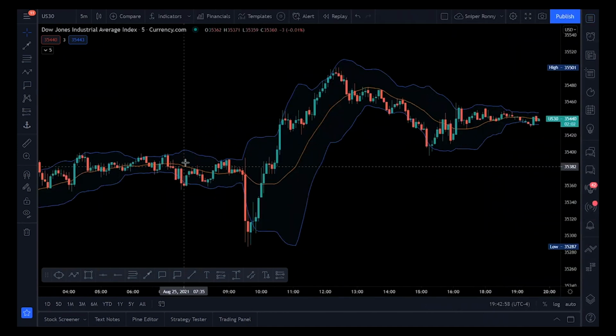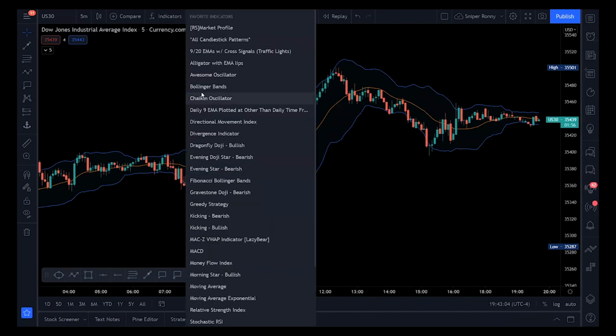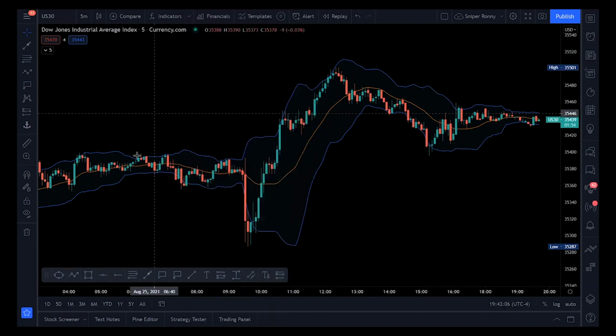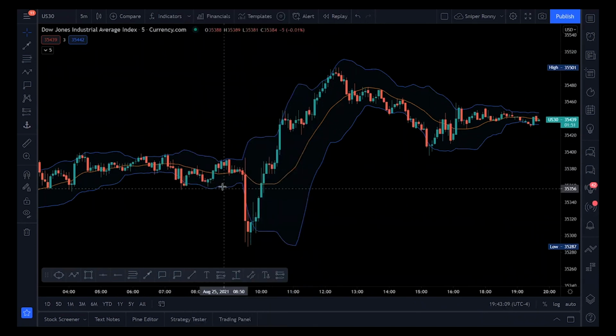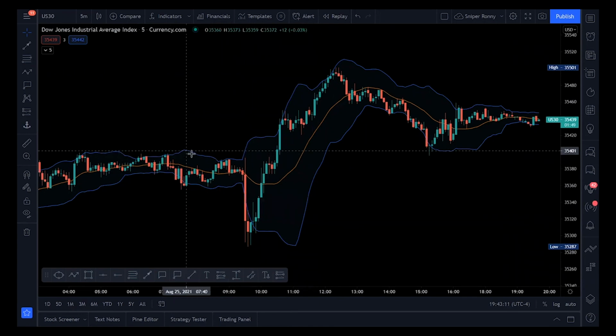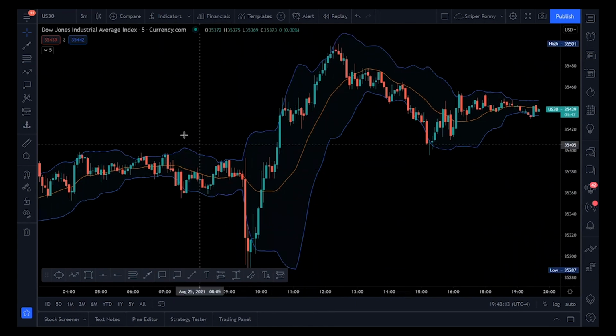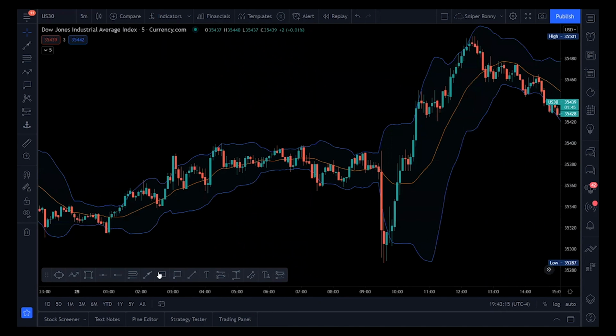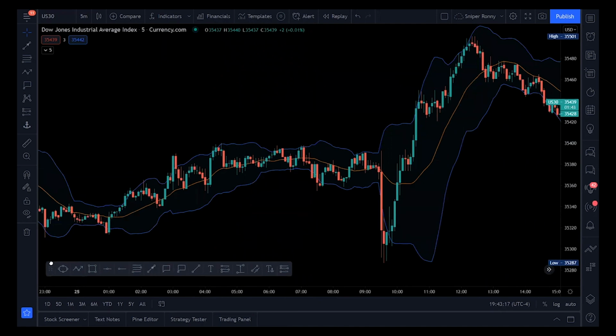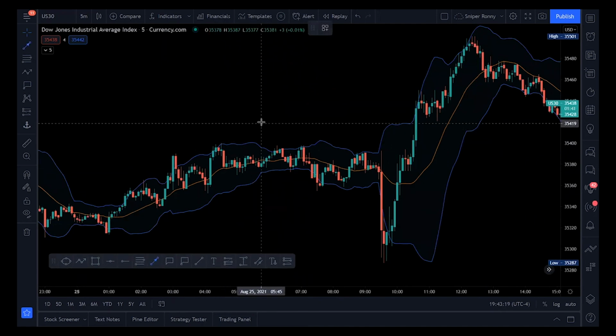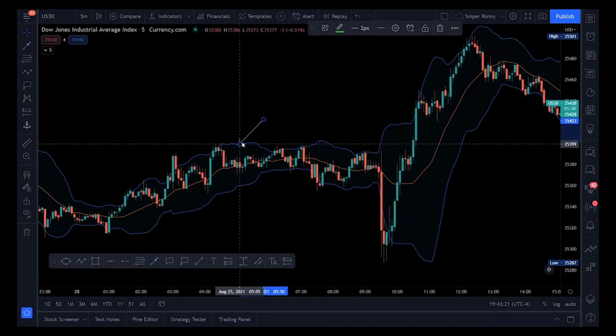So I'm going to go back to introducing the Bollinger Bands. Okay, so in TradingView, you come to your indicators. You can select Bollinger Bands right here. And when I plot them, this is exactly what I get. Everything is at a default setting. Okay, the blue line is my upper Bollinger Band, right here.